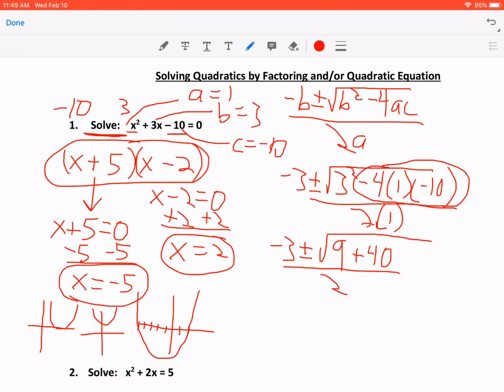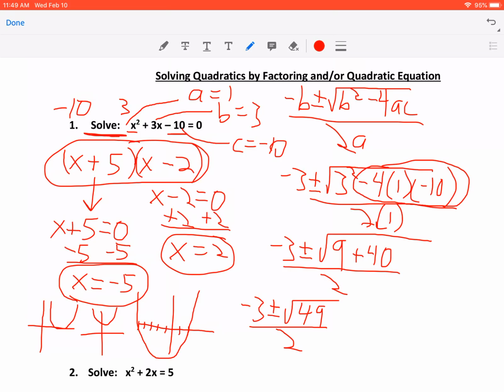Clean it up some more. What's 9 plus 40? 49. If you get a perfect square inside of the radical, which 49 is, because 7 times 7 is 49, that means you could have factored it, but it doesn't matter. You'll still get the same answer. All right, what is the square root of 49?